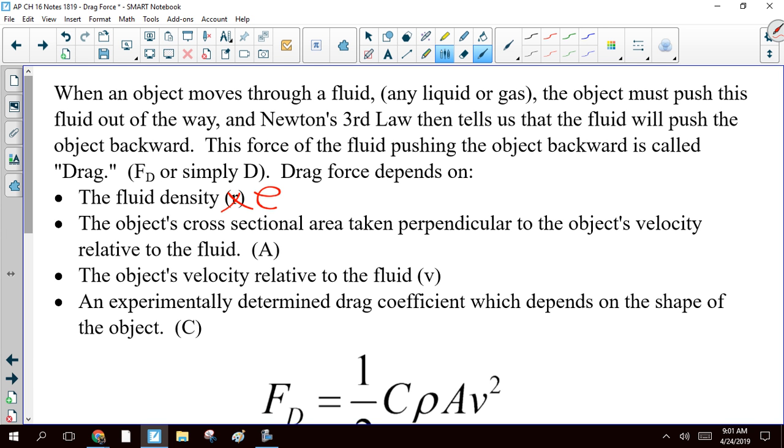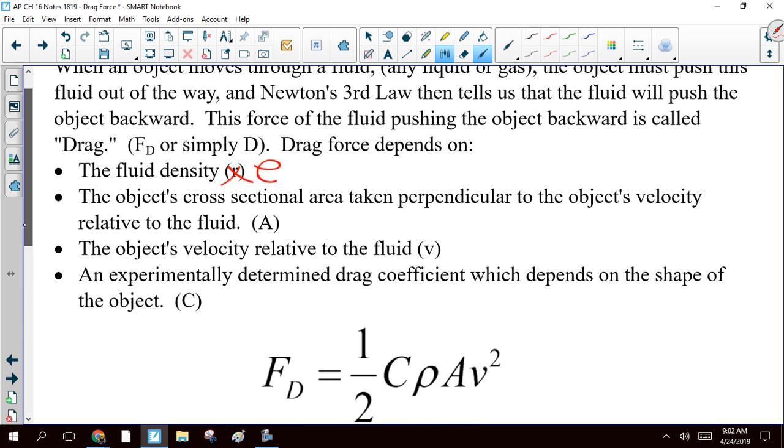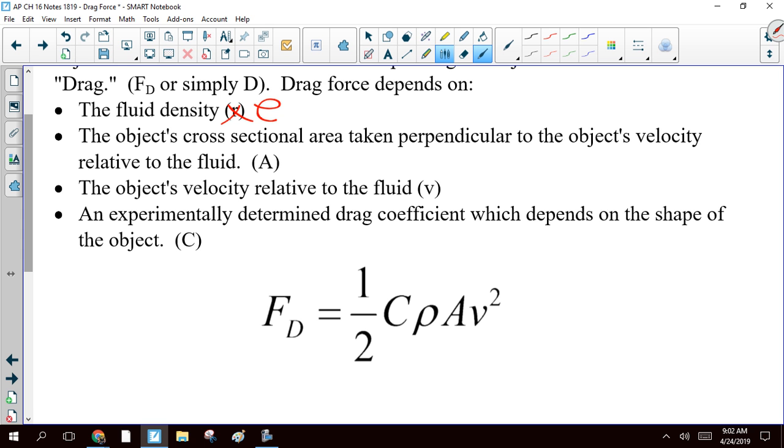The cross-sectional area of the object, right? Like if I do this, that's a lot more air resistance than if I do this, right? Okay, so the cross-sectional area matters. Here's the important one, the velocity relative to the fluid, right? The faster you go, the more air resistance there is. And then this last thing, an experimentally determined drag coefficient, similar to like a coefficient of friction, basically. All right, that depends on the shape of the object. Okay, right? Aerodynamics, something pointy is going to have a low drag coefficient. A parachute is going to have a high drag coefficient.